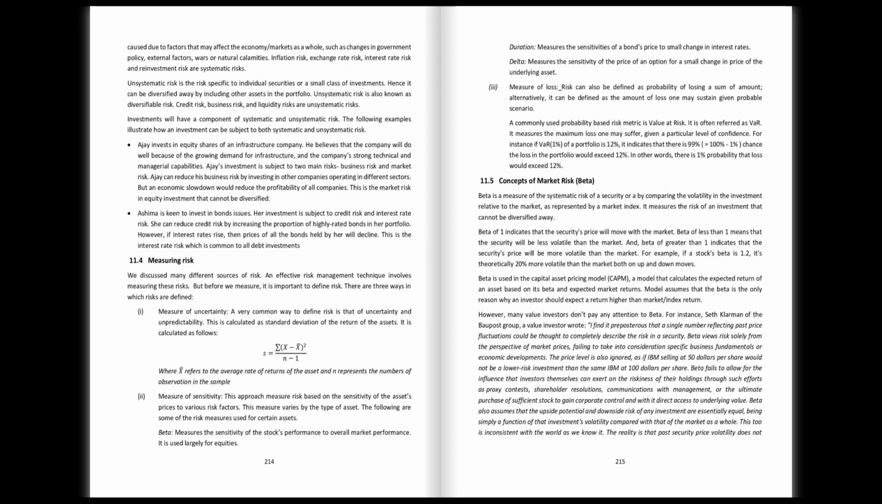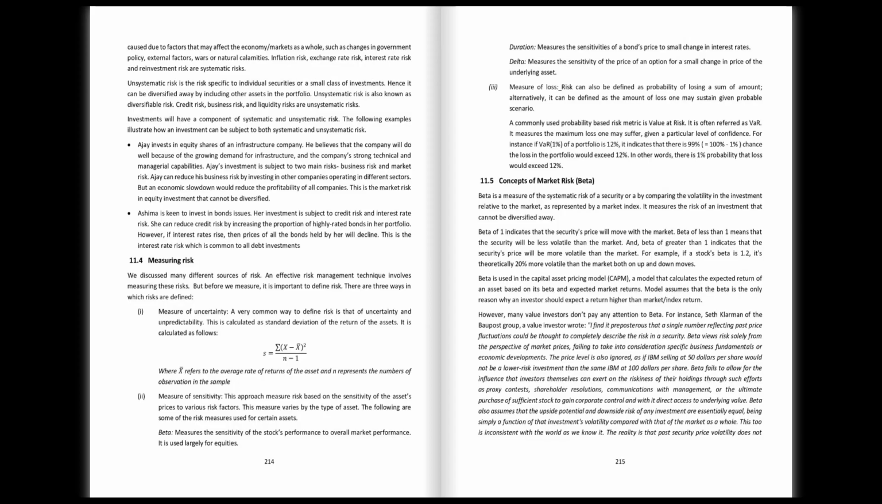1. Measure of uncertainty. A very common way to define risk is that of uncertainty and unpredictability. This is calculated as standard deviation of the return of the assets. It is calculated as follows. S equals the square root of the summation of (x minus x bar) squared divided by (n minus 1), where x bar refers to the average rate of returns of the asset and n represents the number of observations in the sample.